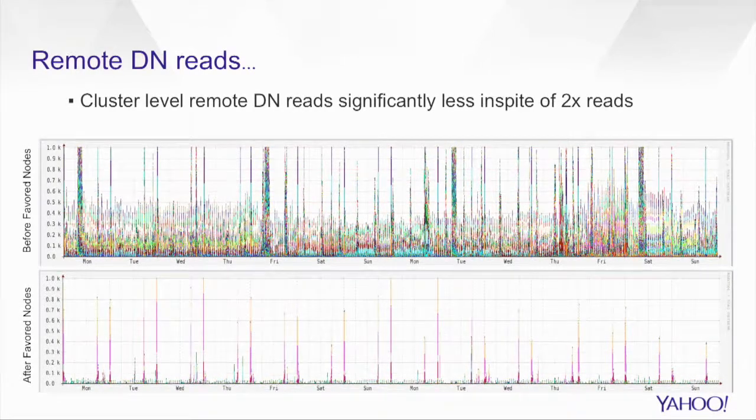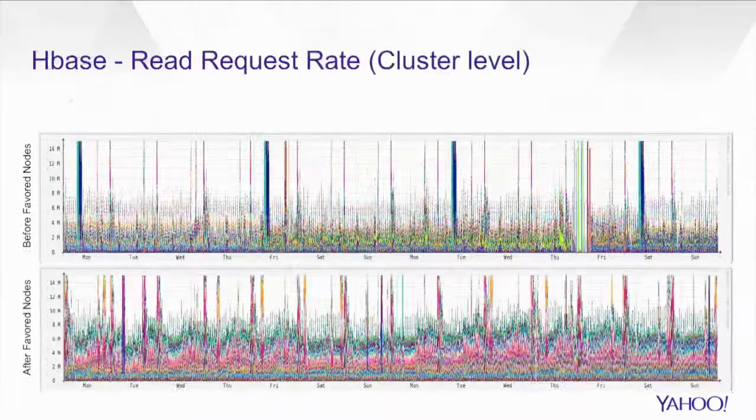Now, how does the read traffic look during the same period, again at a cluster level? Before we had favored nodes, it oscillates somewhere between 3 to 4 million, the read request rate.